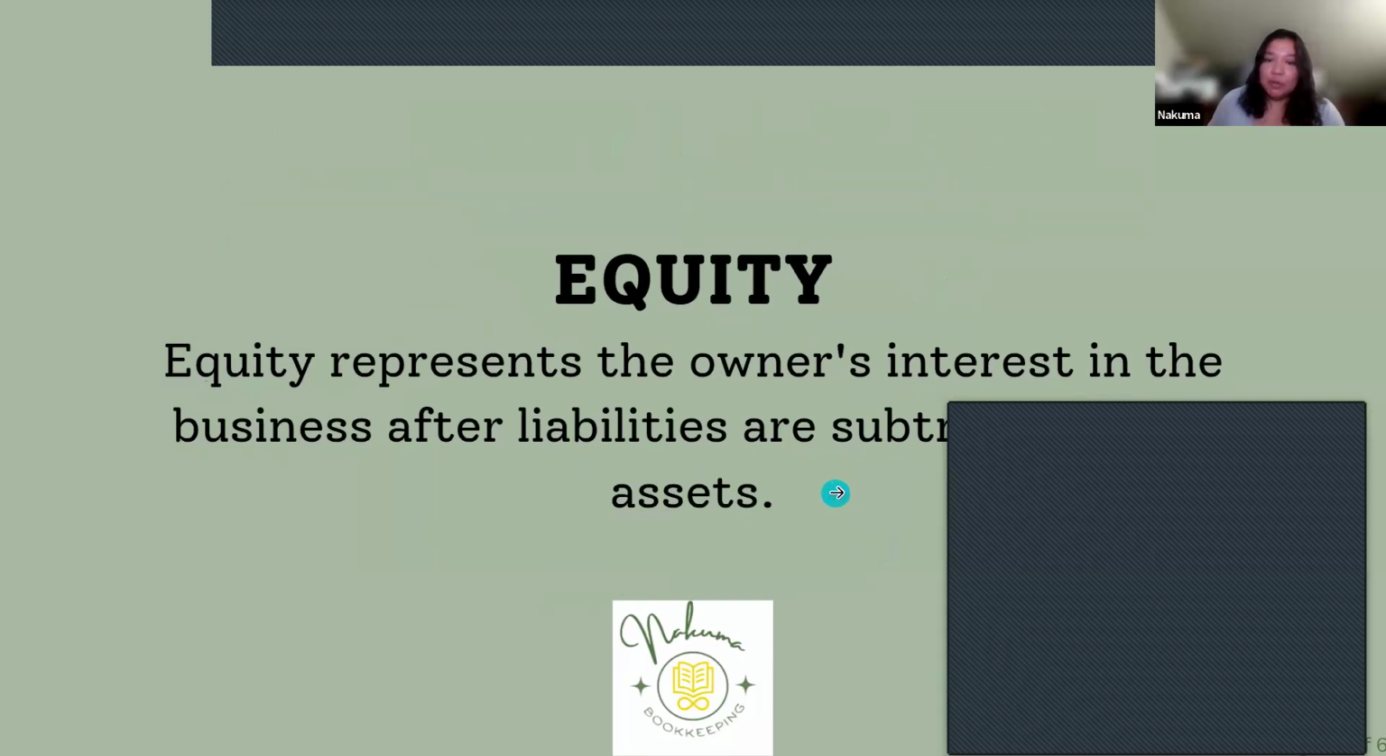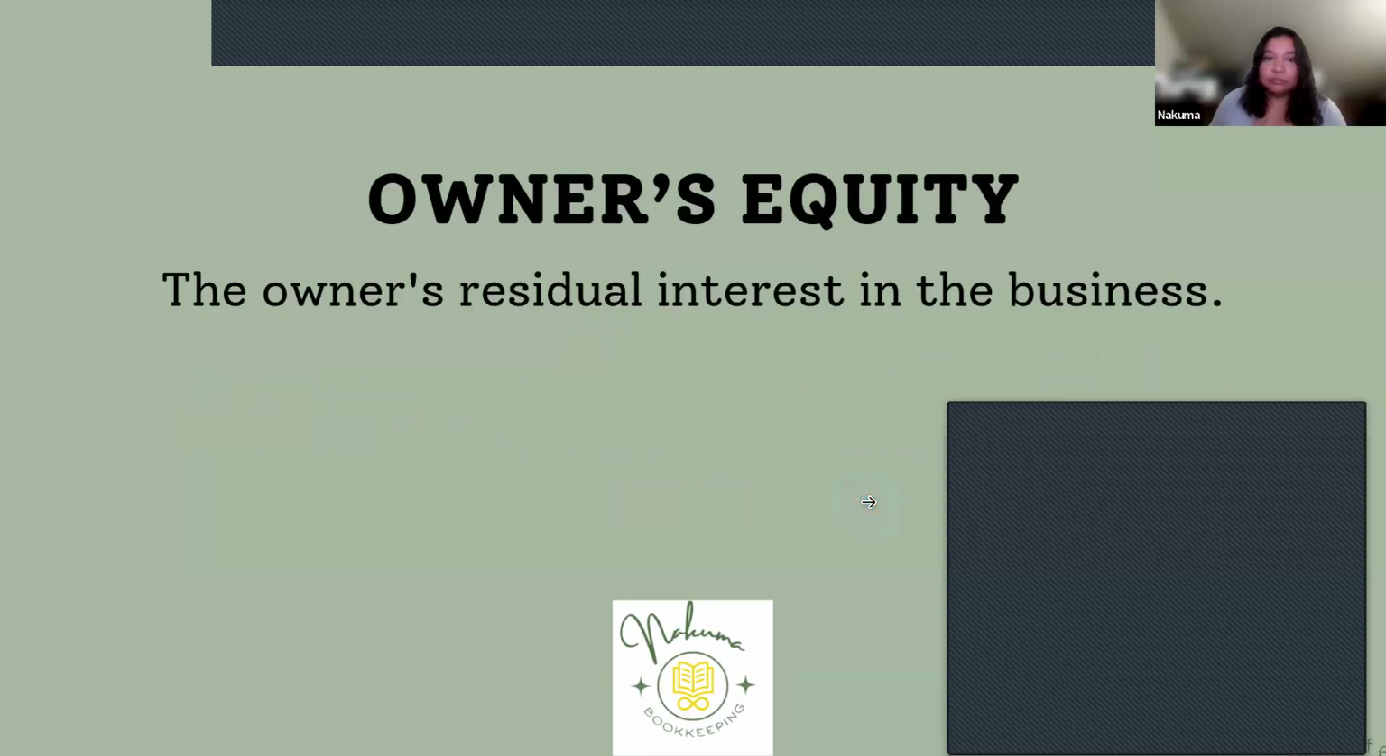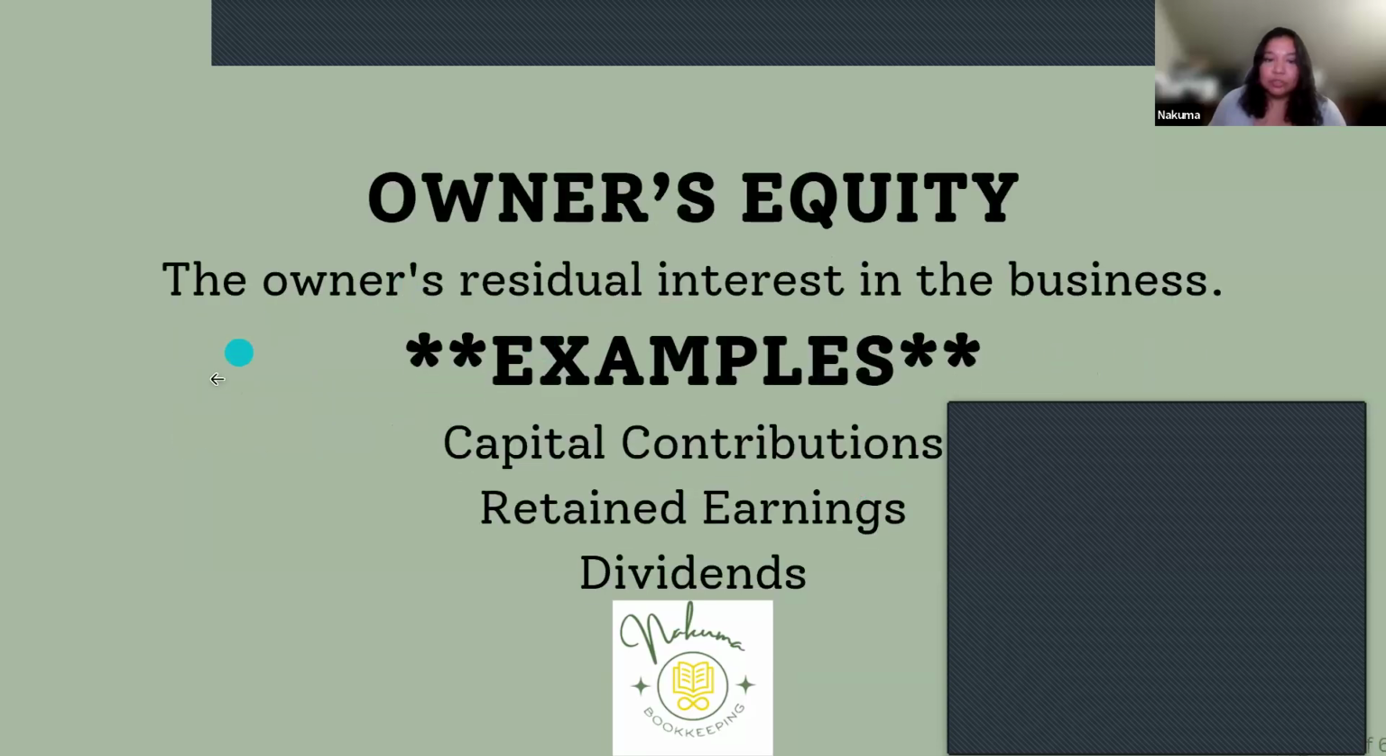Equity represents the owner's interest in the business after liabilities are settled. So owner's equity can be capital contributions, retained earnings, or dividends if the company has profit sharing with shareholders or investors.